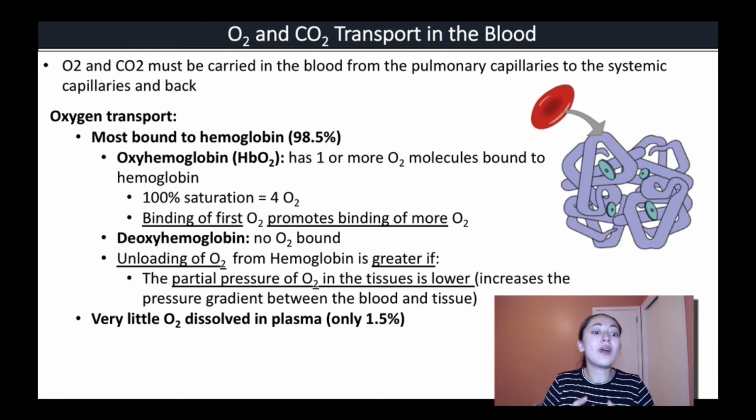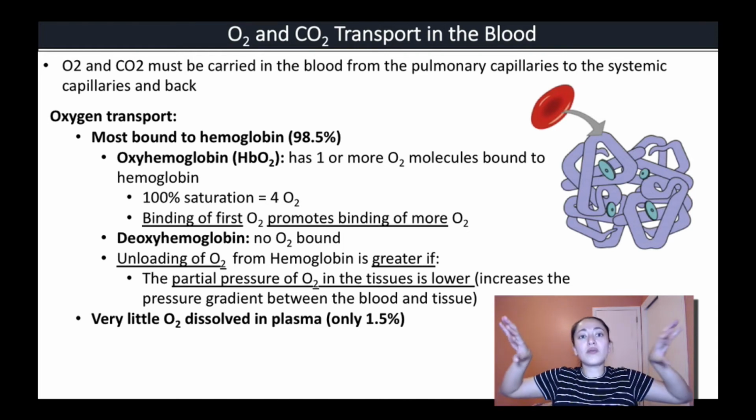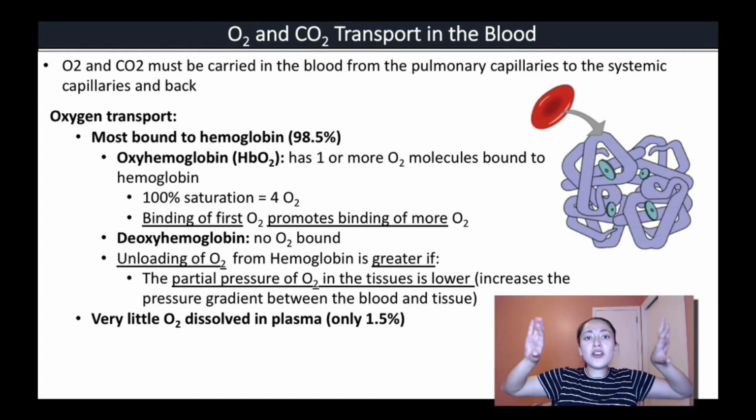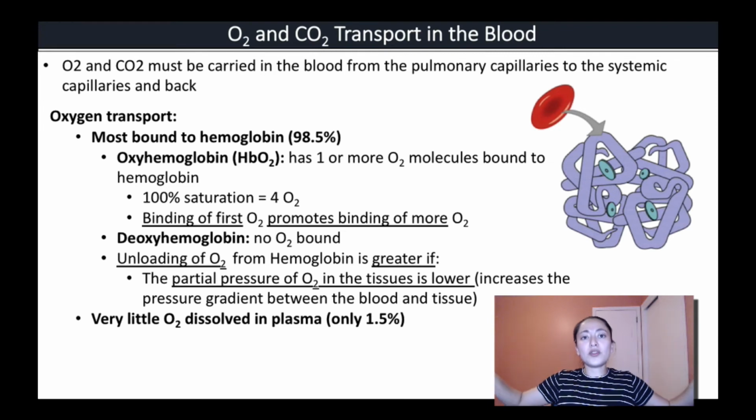Another thing I want to point out is that the unloading of oxygen from hemoglobin is going to happen at a quicker rate if the partial pressure of oxygen in the tissues is lower. And this occurs because if the partial pressure of oxygen in your tissues is lower, it's going to increase the partial pressure gradient between the blood and the tissues. So there's going to be a greater difference in the partial pressures of the two. And the greater the difference is in partial pressures, the faster diffusion occurs.